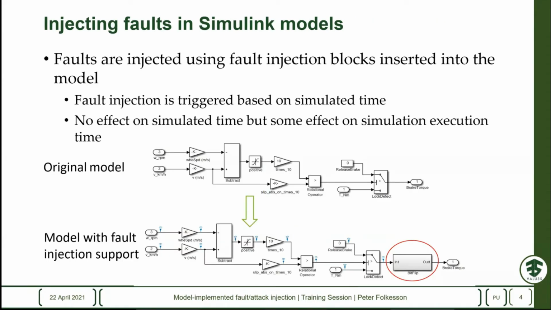So the process for injecting faults is shown here. Faults can be injected on the output or input signals of any block in the target system model. Single or multiple faults are possible, as well as sequences of faults. The target system model is instrumented with a chosen fault and attack injection model at chosen locations. And this is done at the start of the simulation. So in this figure, you can see a bit flip fault model has been inserted into the target system model.